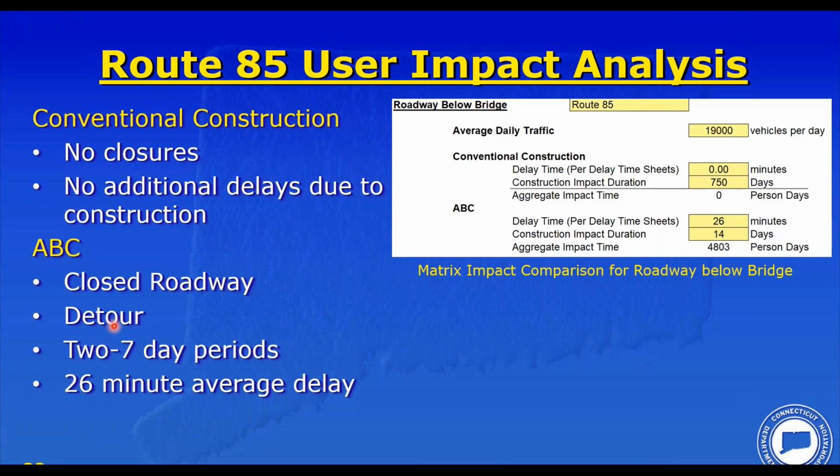For ABC, we're closing the road with a detour, and we have the 2 7-day periods where we're going to send that traffic through that 26-minute delay detour. So you see the numbers right here. Conventional construction for the roadway below the bridge is 0. For ABC, we have 26-minute delay for 14 days.